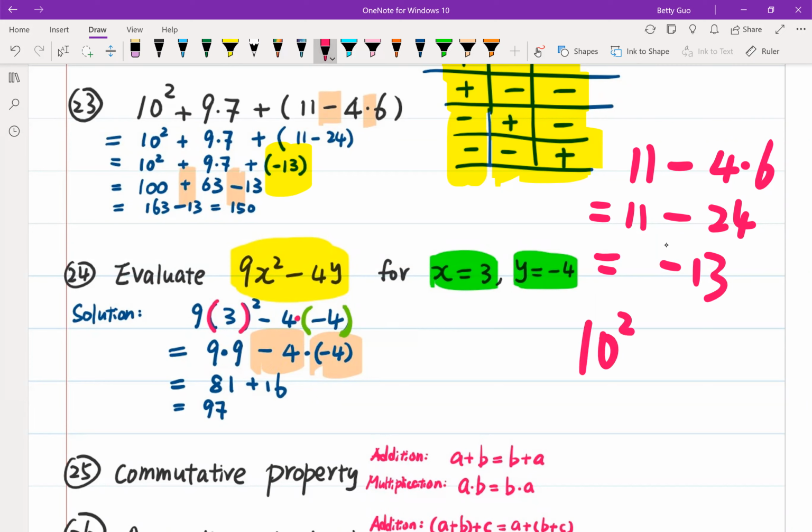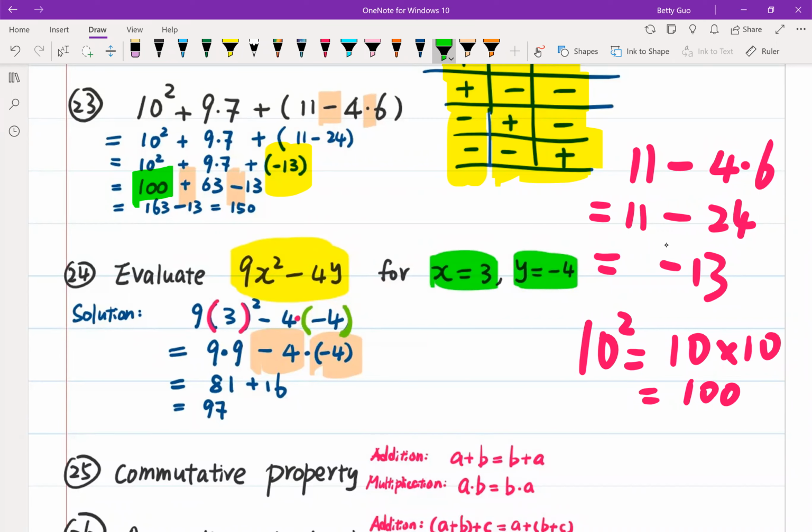10 squared is a power. Base is 10. Exponent is 2. We use the base 10 twice in the product. It gives us 100. So we have 100 plus 9 times 7. That is not 9.7, by the way.